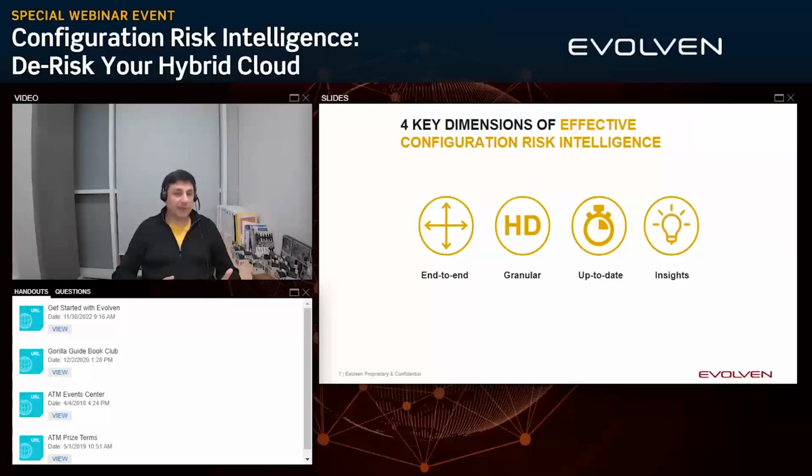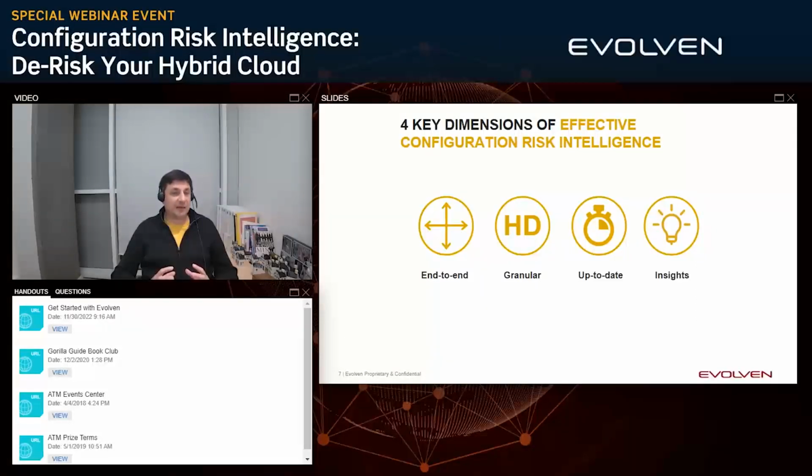Fresh, up-to-date data. It will not help you much if your picture of the environment configuration state is from a week ago. A lot could change in a week, including new misconfigurations and risk being introduced as part of planned or maybe unplanned updates.